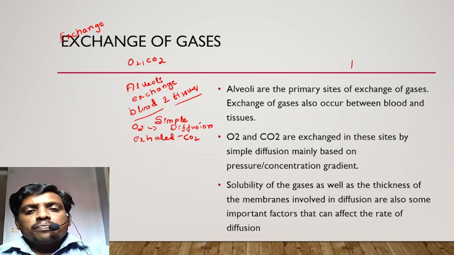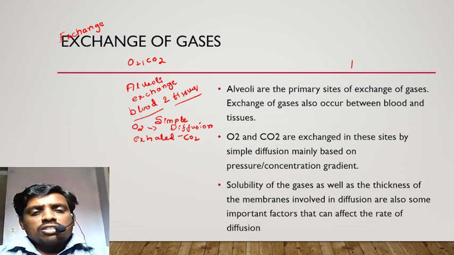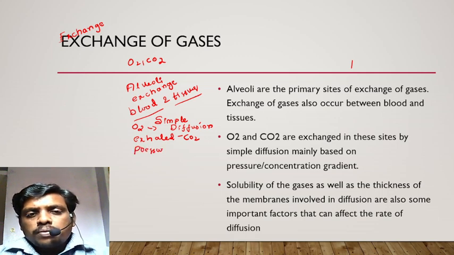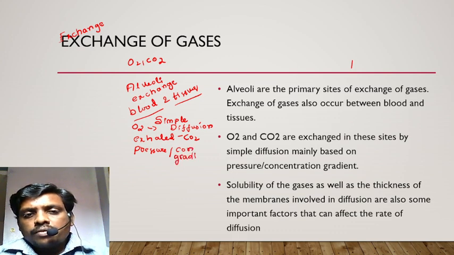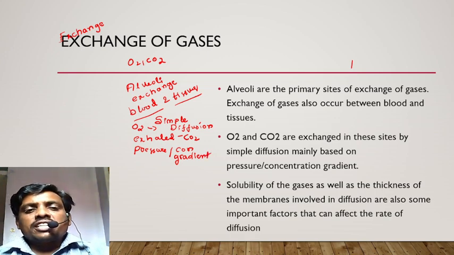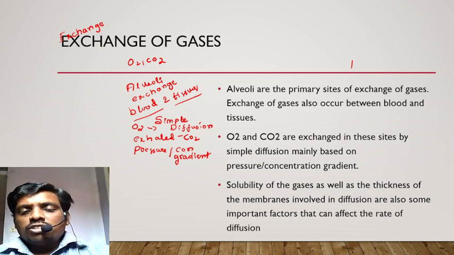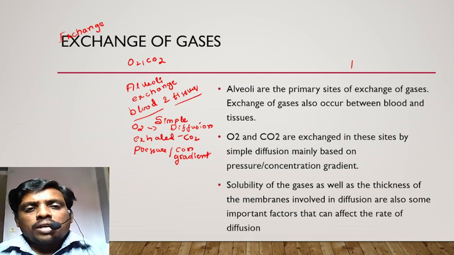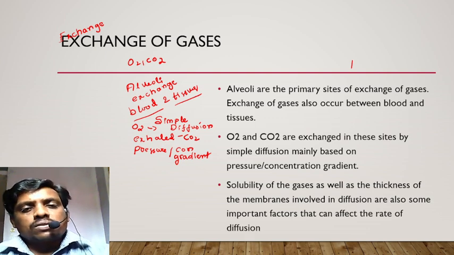It occurs based on pressure and concentration gradient. Pressure and concentration gradient. So the pressure and concentration gradient that is present in the inhaled gas, alveoli and blood. Because of this pressure gradient, exchange of gases basically occurs.